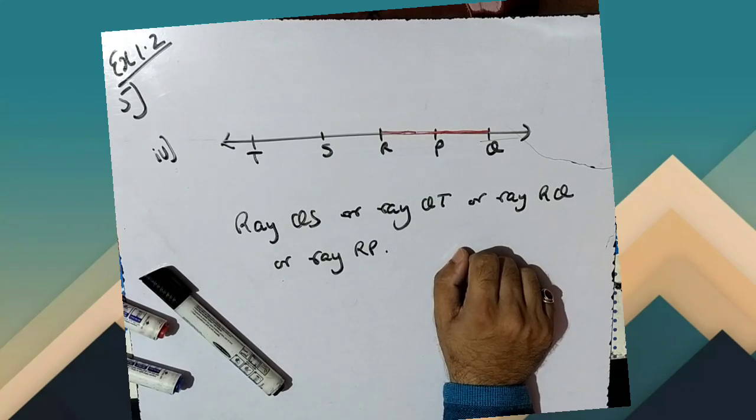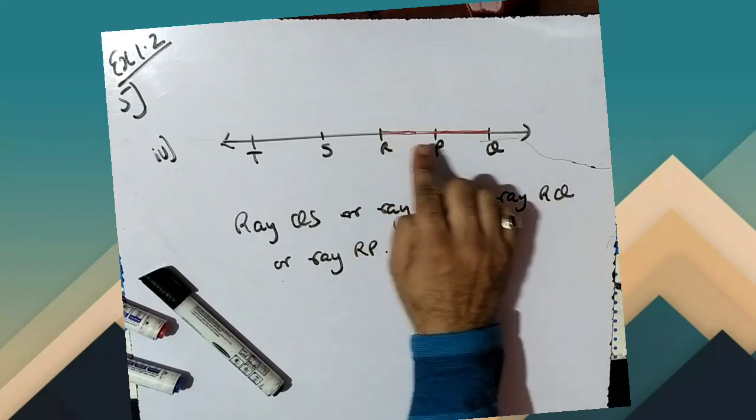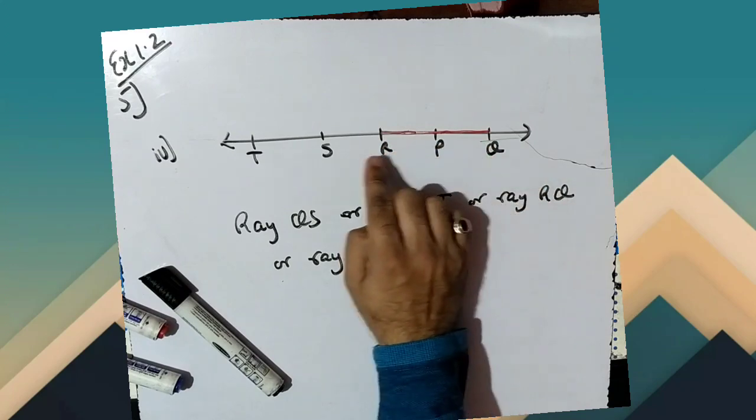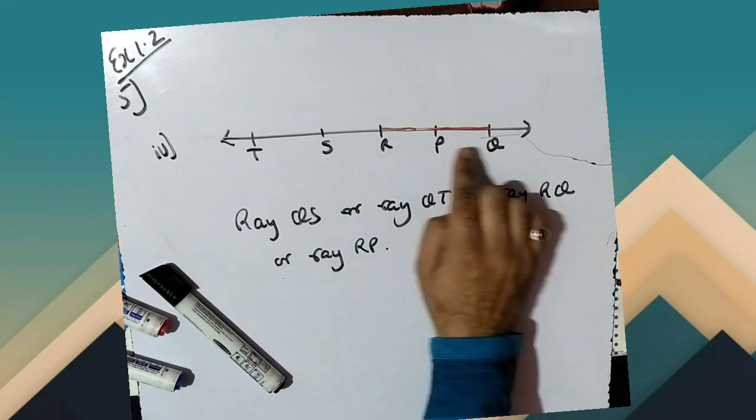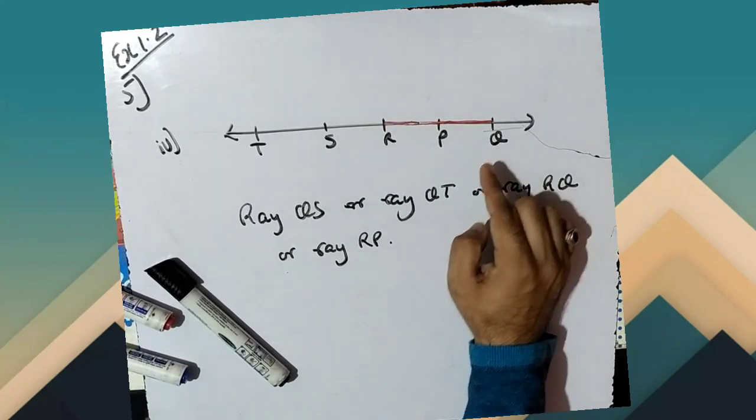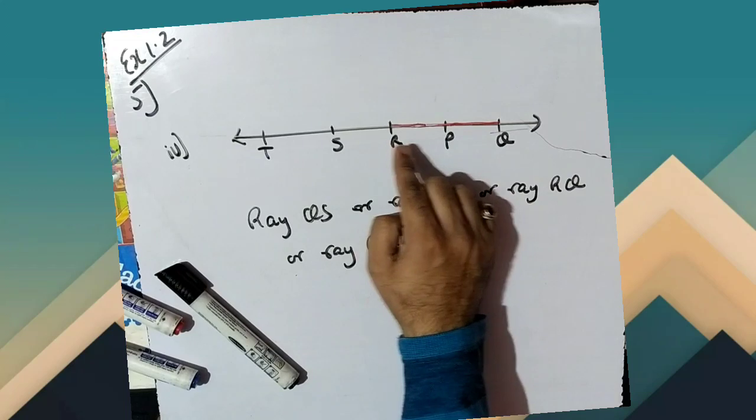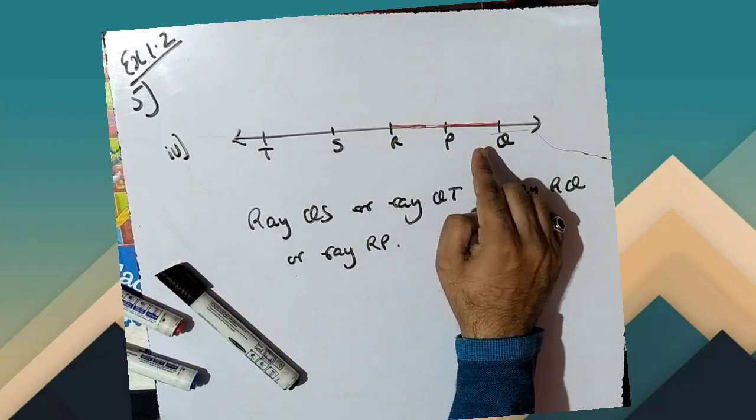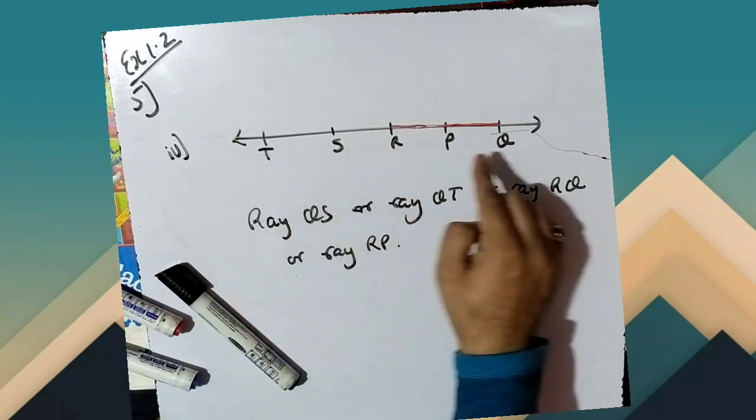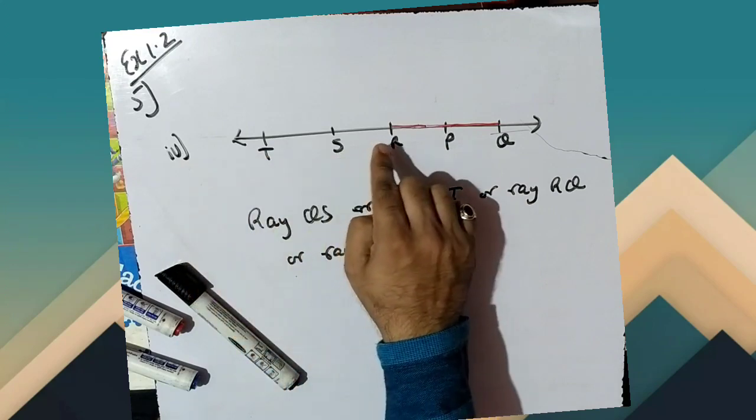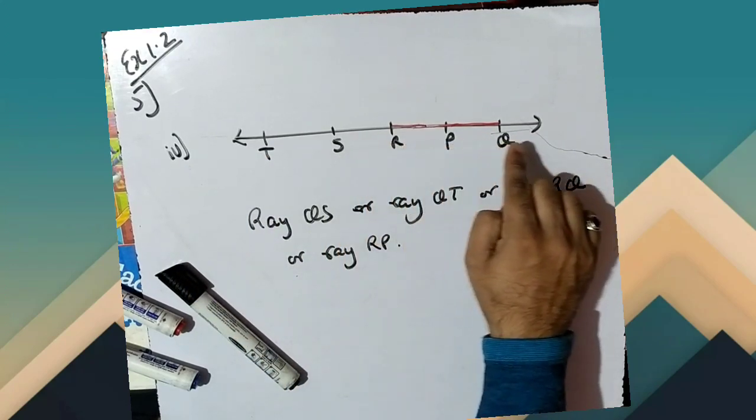In the fourth sum, they are asking us, segment QR is the subset of which ray? Segment QR is the part of which ray? Subset means part of. Segment QR is the subset of ray QS, ray QT, ray RQ, ray RP.